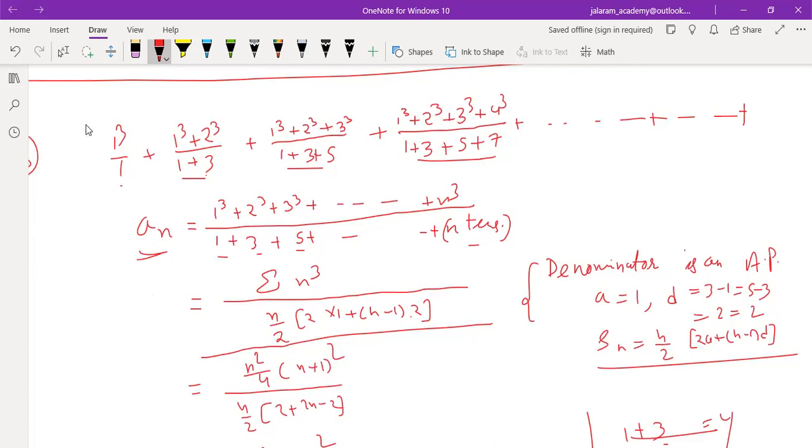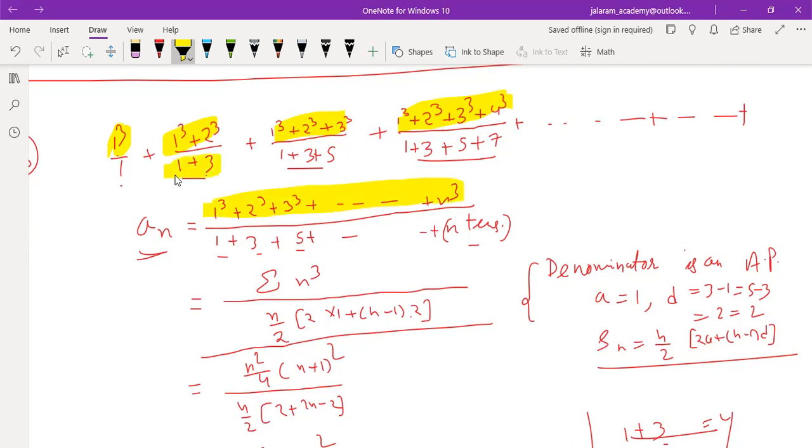The numerator of first term is 1 cube. Second term is 1 cube plus 2 cube. Third term is 1 cube plus 2 cube plus 3 cube. Fourth term is 1 cube plus 2 cube plus 3 cube plus 4 cube. These are only the numerator. So the numerator of nth term will be 1 cube plus 2 cube plus 3 cube and so on up to n cube. Now look at the denominator.